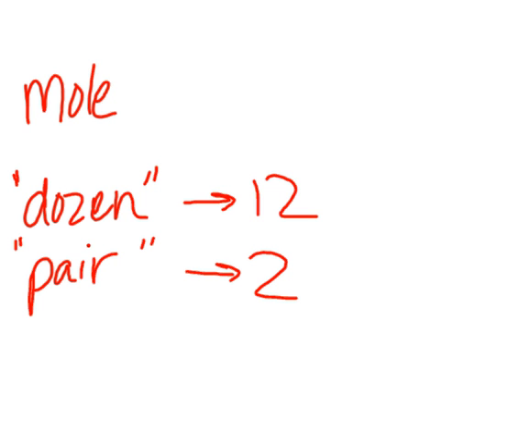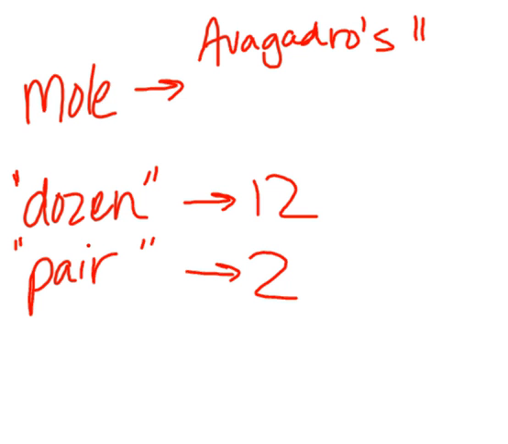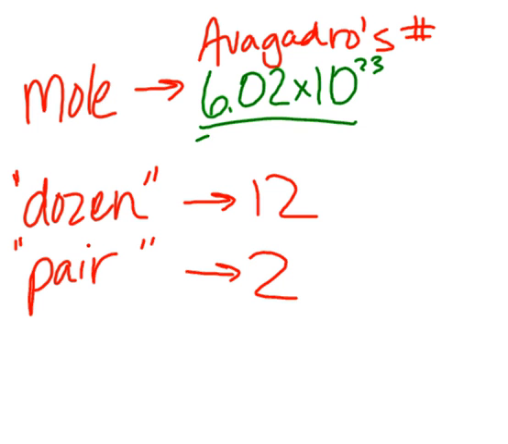The word mole is associated with a number known as Avogadro's number, which is 6.02 times 10 to the 23rd. So when you say a mole, I'm referring to this number. Just like if I was to say a dozen, I would say 12. If I was to say a pair, I would say 2. But Avogadro's number is 6.02 times 10 to the 23rd, and that is the number that is equivalent to 1 mole of something.